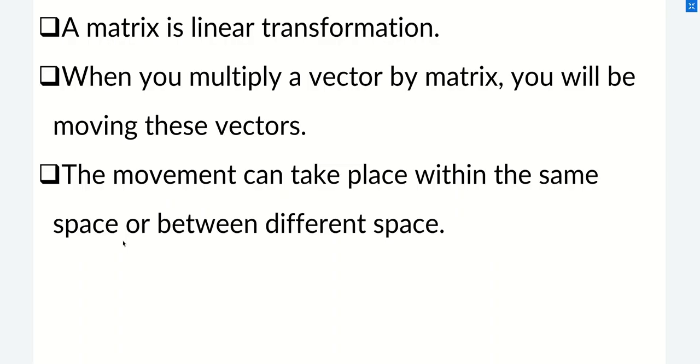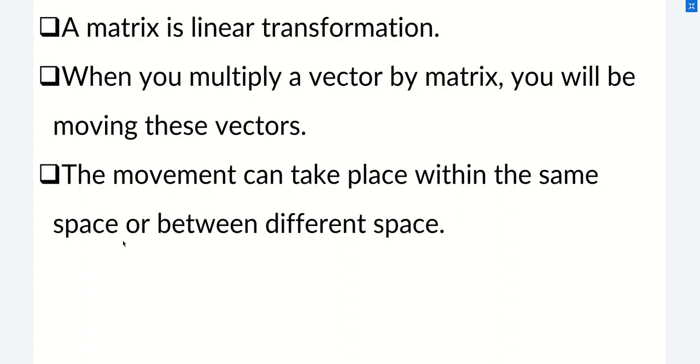Okay, so let's jump into PCA. But before we do that, we saw that a matrix is a linear transformation. I believe you all know that when you talk about matrices, you are able to tell your friends that these matrices are all linear transformations. When you're dealing with machine learning, remember we are transforming vectors from one space to another. When you multiply a vector by a matrix, you are moving these vectors, taking them from one space to another space, or to a different space altogether.